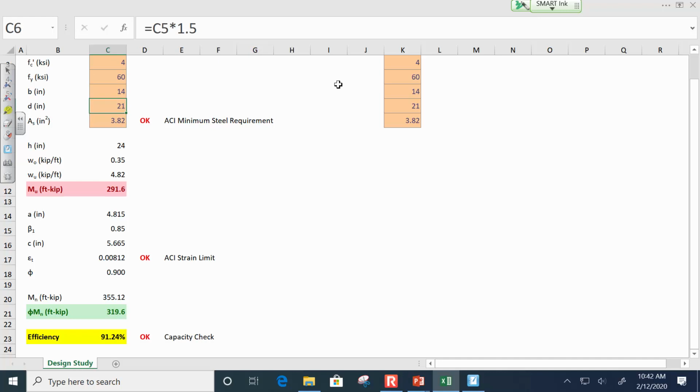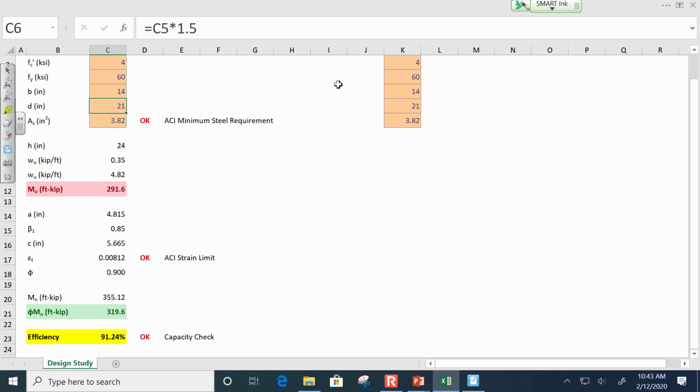All right. So let's look at our baseline. Okay. So remember, here's our baseline. MU is 291.6 foot kips, and VMN is 319.6 foot kips. Okay. So let's say I wanted to make the beam stronger.